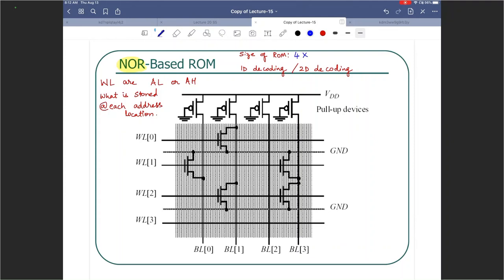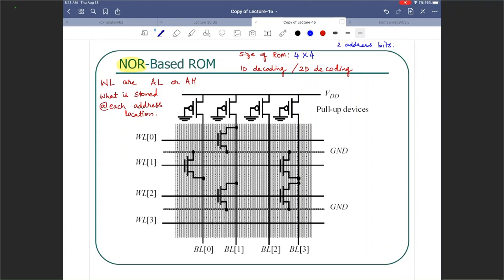Also note that if you need 4 word lines, you need 2 address bits, right? So I'm just going to add that as well. 2 address bits, I've got 4 word lines. So my size of the ROM is 4 by something else. What is the something else? If I give you the 4 bits for the word lines, how many bits will you tell me are stored at each location? Well, there is bit line 0, bit line 1, bit line 2, bit line 3. So you are going to tell me 4 bits as output if I give you the 4 word line information. So this is going to be a 4 by 4. That's the size of the ROM. 4 word lines, 4 bits stored at each word line.